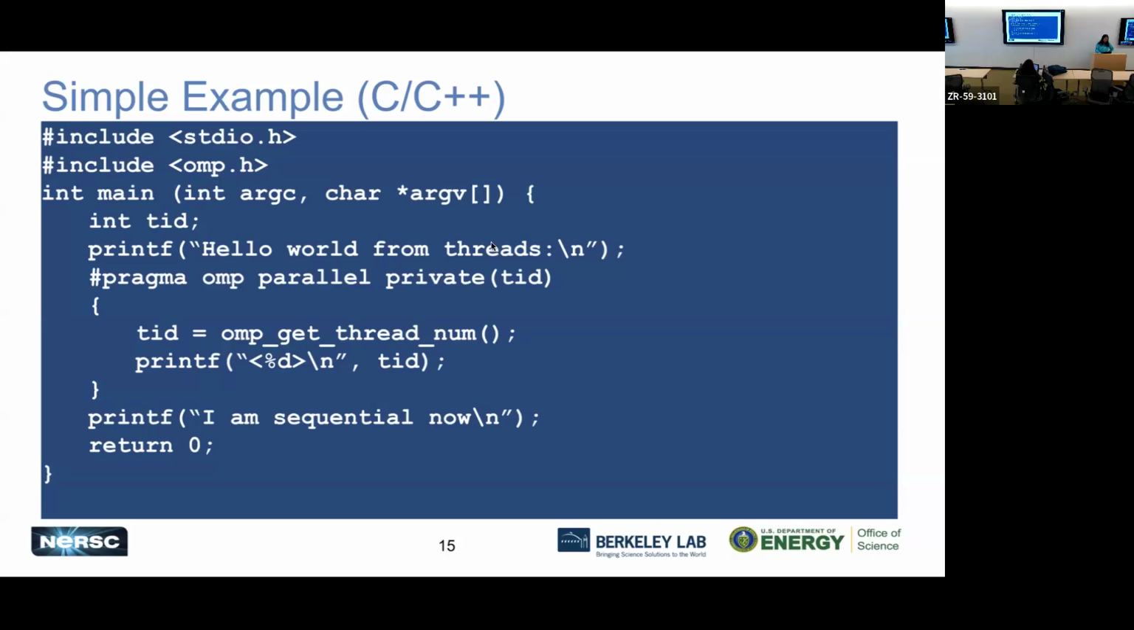This line with printf is before entering parallel. So only thread 0, the primary thread, will execute this line. It'll print this line only once. And inside the region, every thread will print its own thread number. And once it's exited, again only the primary thread will print I am sequential now.